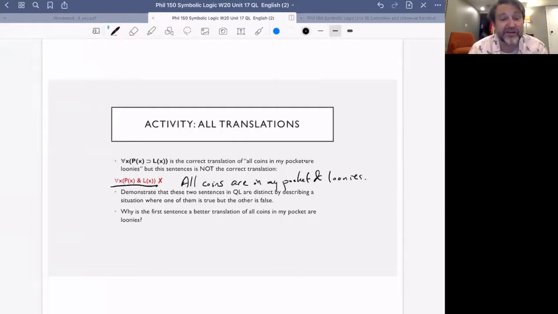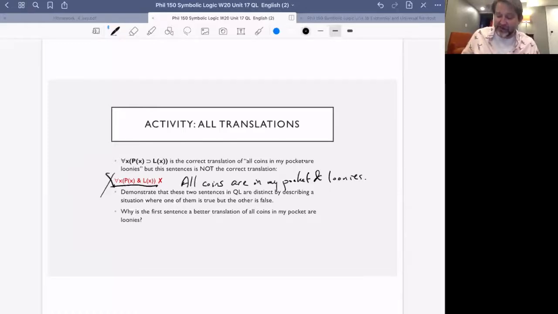Okay, so that means something quite different than all the coins in my pocket are loonies, or every coin in my pocket is a loonie. That says, in effect, that all coins, and our domain of discourse includes all coins, so all of the coins in existence are in my pocket. Lucky me. Unfortunately, they're all loonies too, so I can't spin them around here, but that's okay. I can trade them in and be a millionaire in Canada. But this is not going to capture the same sense that we were looking for.